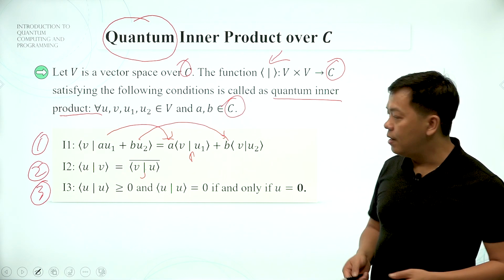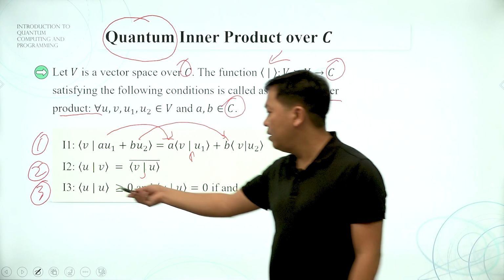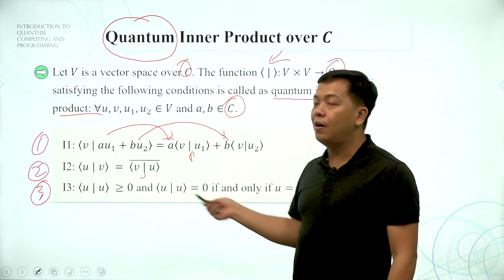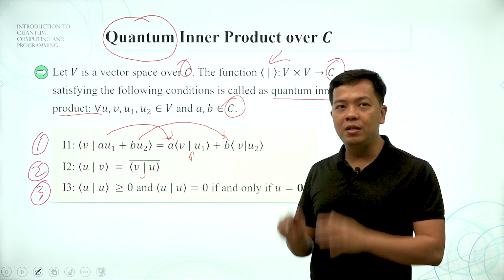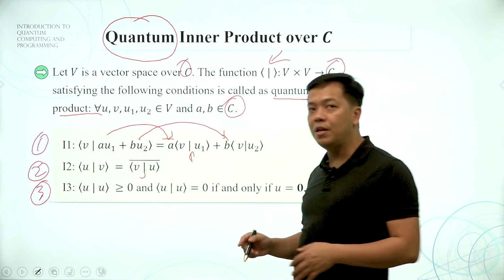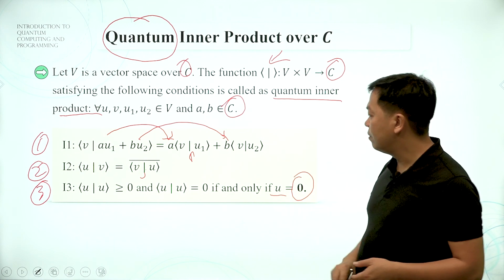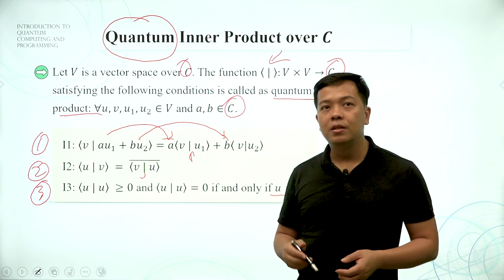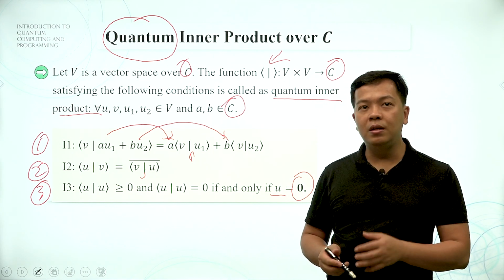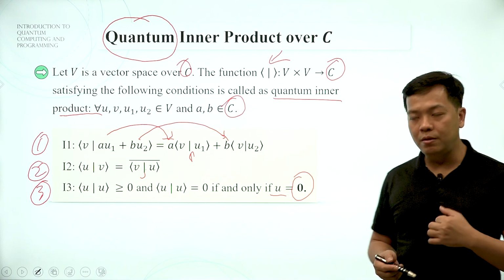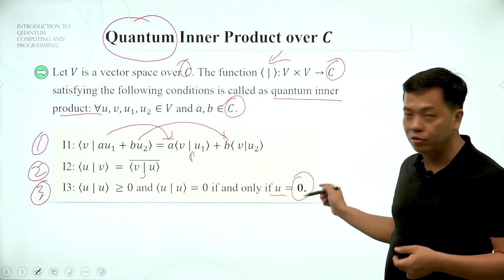And the third condition: if you take the inner product of vector U with itself, the value equals 0 only if the element equals 0. That the value equals 0 only then is very important.